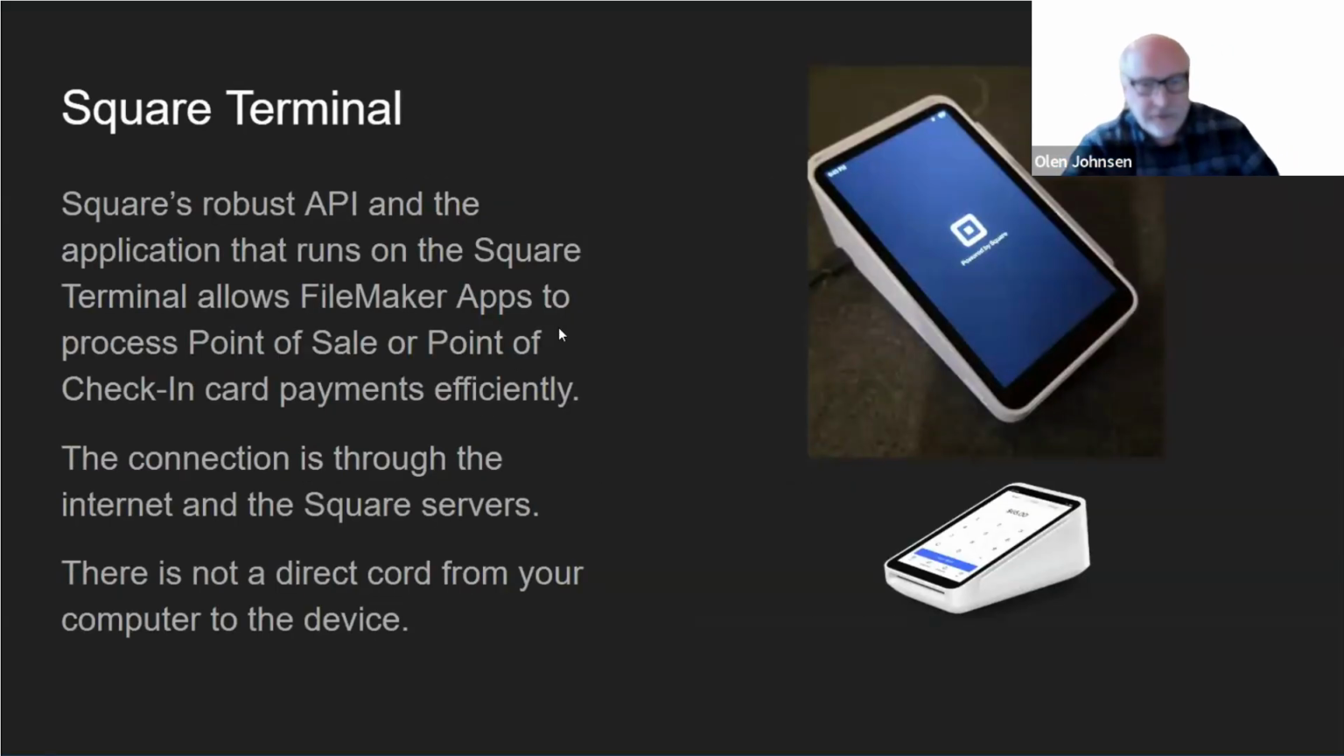So Square Terminal is this little white device. It's battery powered, has a screen on it. You can access settings on it. You can connect it to the internet and so on. And Square's robust API and application runs on Square Terminal, allowing FileMaker apps to process point of sale, point of check-in card payments efficiently. So the connection routes through the internet and through Square servers. There's not a direct cord from your computer to the device. It comes with a nice power supply, and you can keep it plugged in all the time.